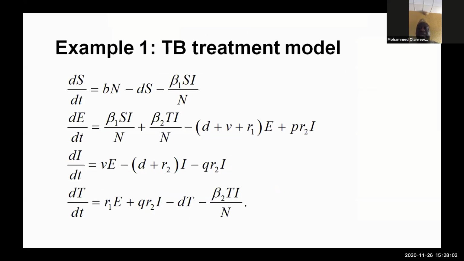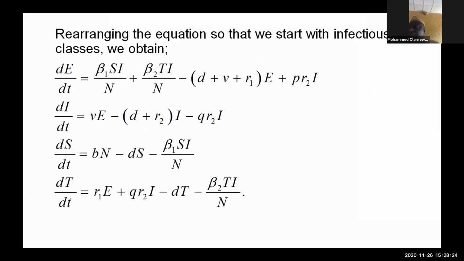But let us just briefly give a continuation of what we call the R naught. As I said, I want to minimize the issue of pure mathematics here, but anybody that is interested can equally see me. The essence of bringing in examples 1 and 2 is just to show more how to compute what we call the reproductive number. So for the R naught, rearranging the population so that we start with the infectious class, we obtain the E, the I, the S, and the T.